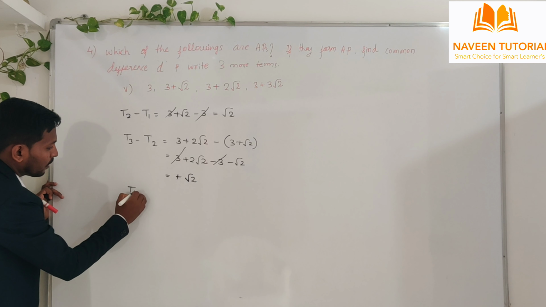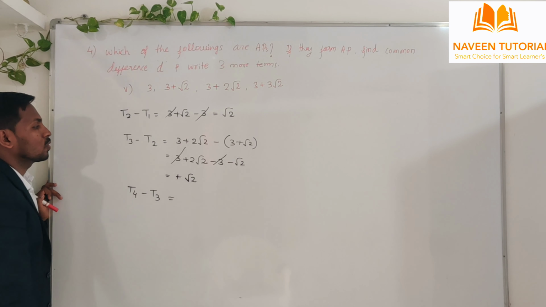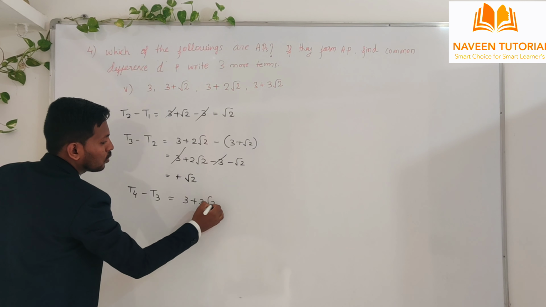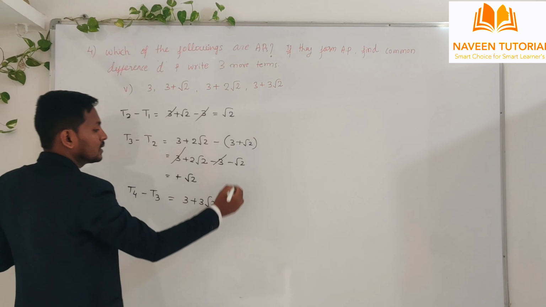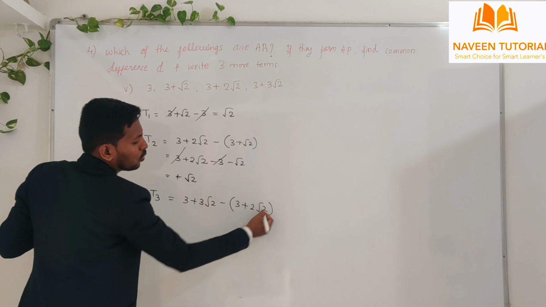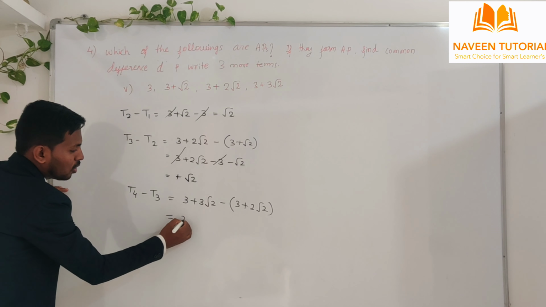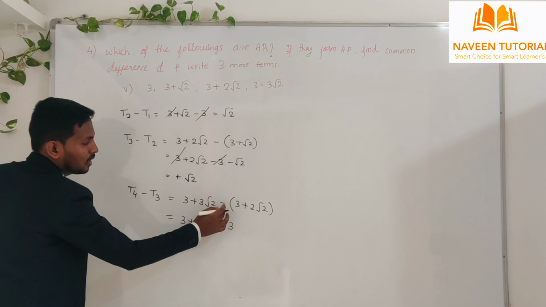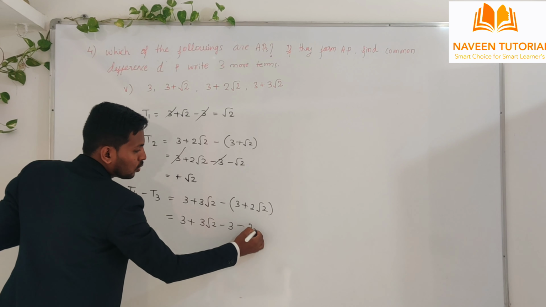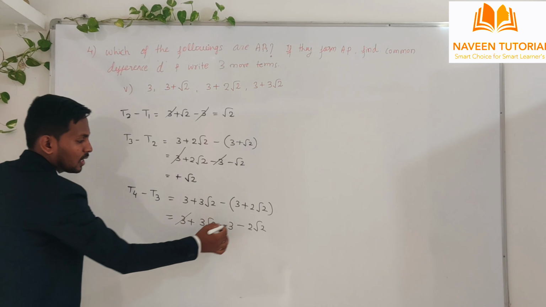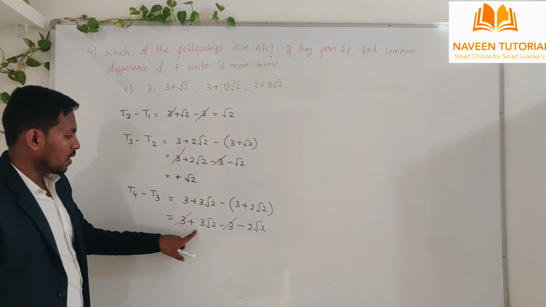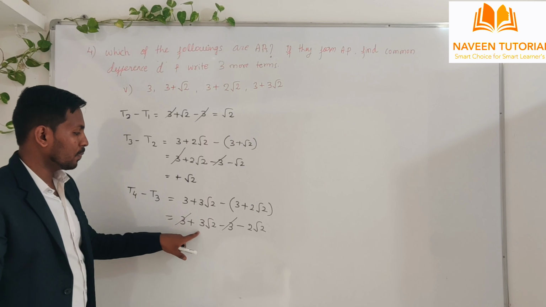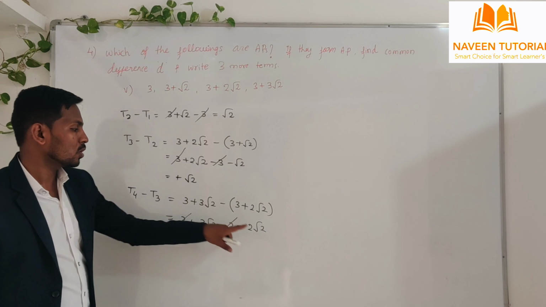And now T4 minus T3 is equal to, the T4 value is 3 plus 3 root 2 minus the T3 value, 3 plus 2 root 2. Here first you write down 3 plus 3 root 2 as it is. Now minus times plus is minus 3, minus into plus is minus 2 root 2. Now here plus 3 minus 3 get cancelled. Now again with the same terms addition, here plus 3 root 2 is the bigger number. In plus 3 root 2 you have to subtract 2 root 2.